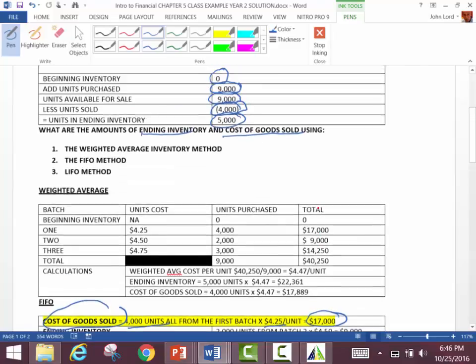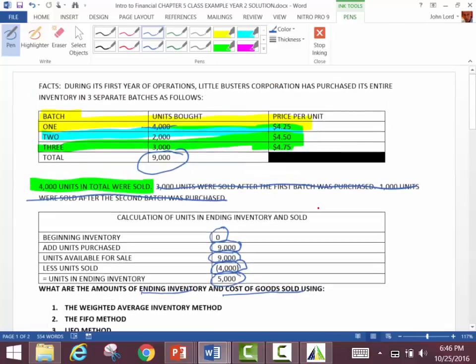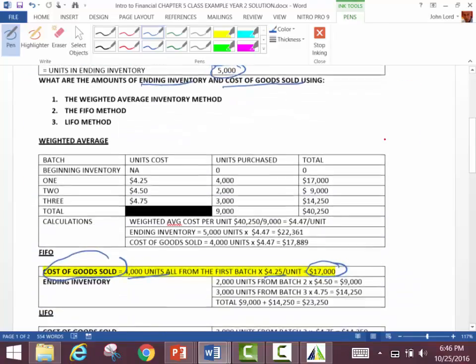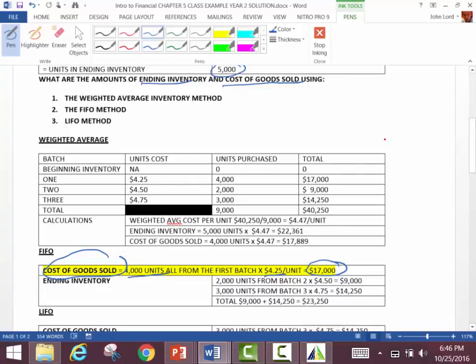In fact, let's label this with the dates. This was the 10-1 ones. This was the 10-15, and this was the 10-31s, right? Okay, and so we assume that we sold these first, don't we? At 425. So when we do our cost of goods sold, it is simply 4,000 times the 425, cost of goods sold 17,000, right? Now we got to get ending inventory.